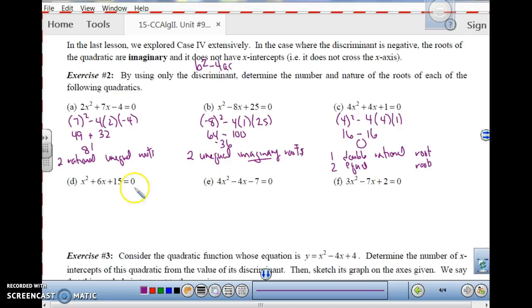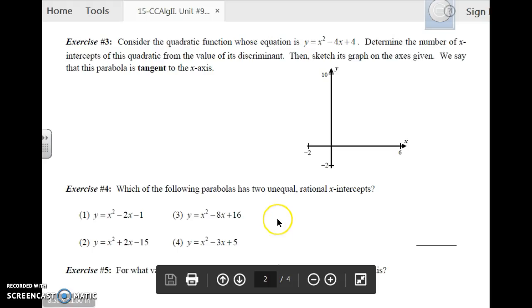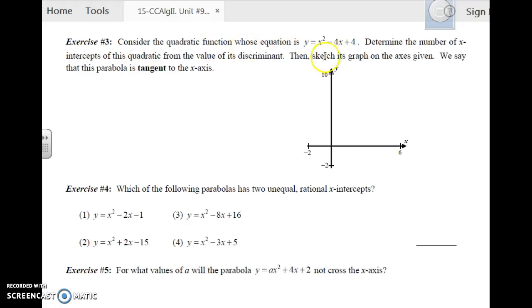Okay, all right, so let's have you do the next three and see if we can know what kind of roots we are going to have for each of these. All right, consider the quadratic function whose equation is y equals x squared minus 4x plus 4. Determine the number of x-intercepts of this quadratic from the value of its discriminant, and then sketch the graph. Okay, so we say this parabola is tangent to the x-axis. Let's see what that means.